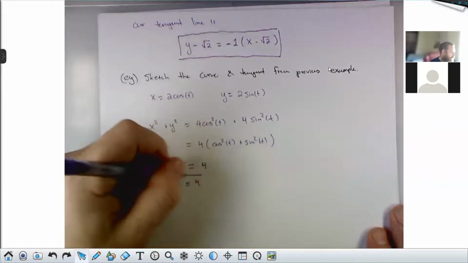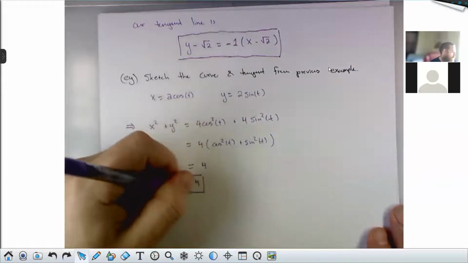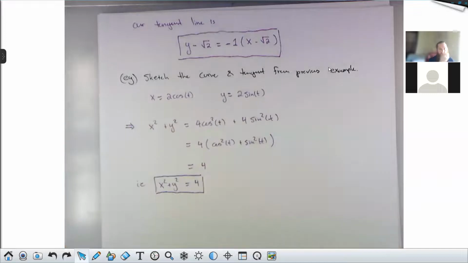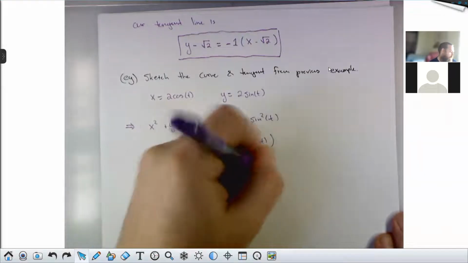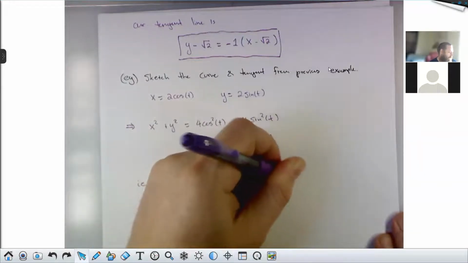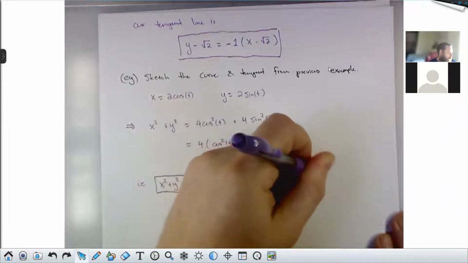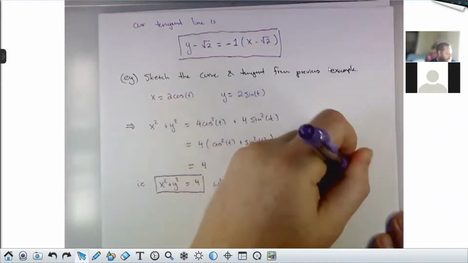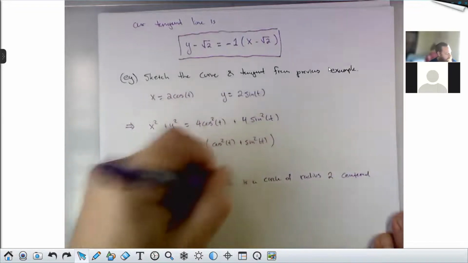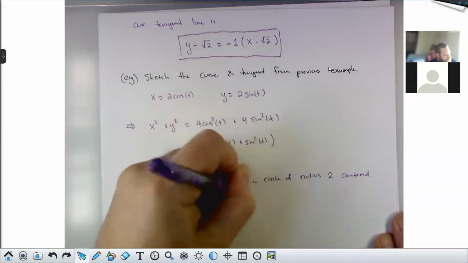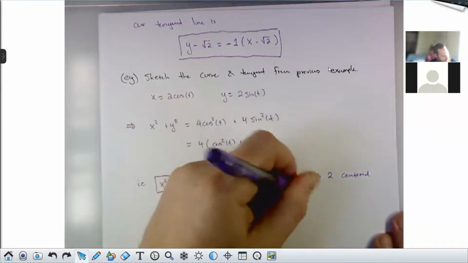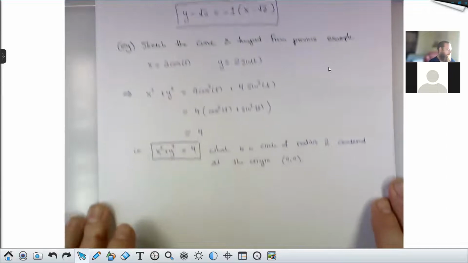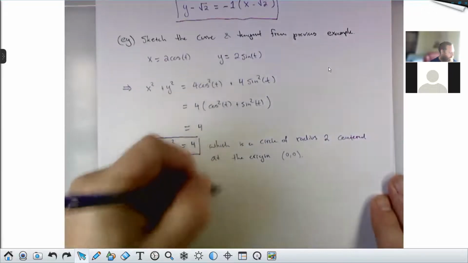So this is the regular xy equation for our parametric curve, and this is a circle with radius 2, centered at the origin, 0, 0. So I can sketch that curve.